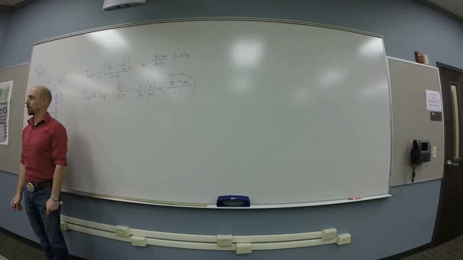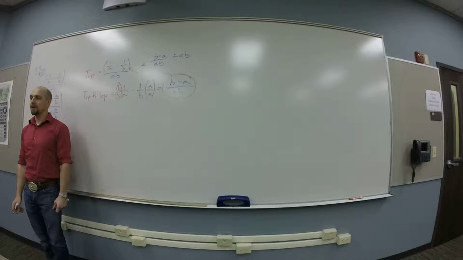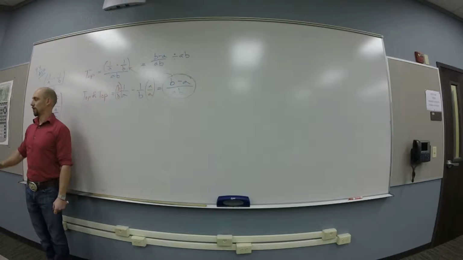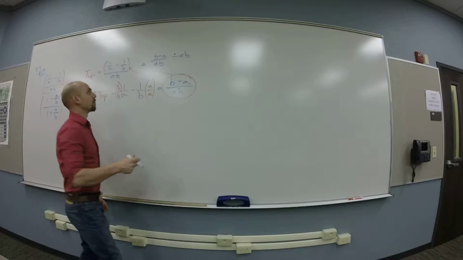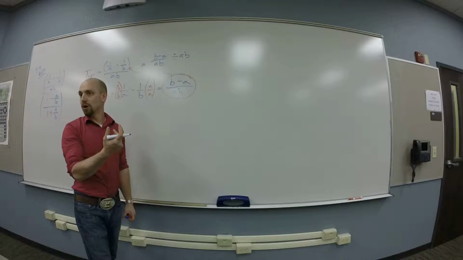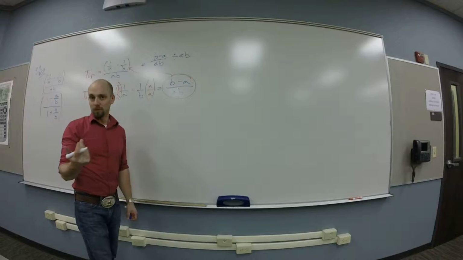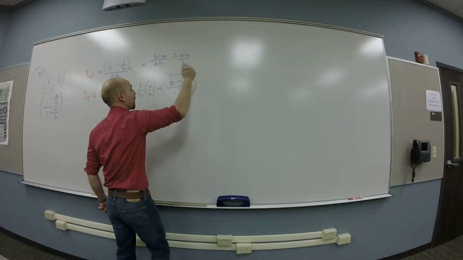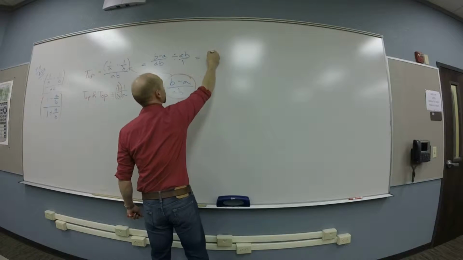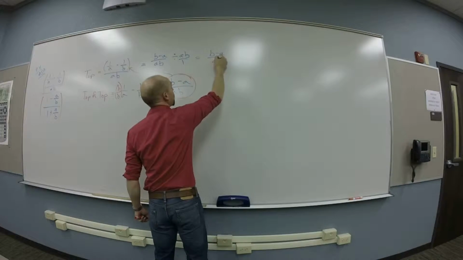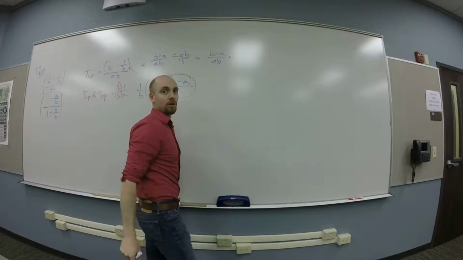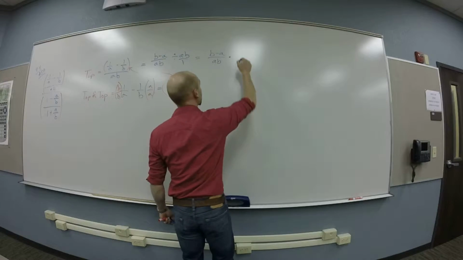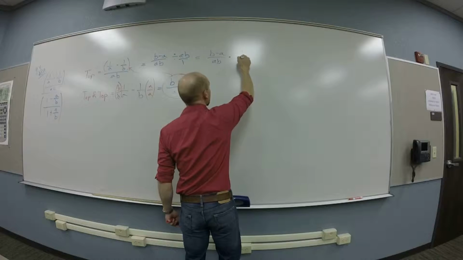So what does divided by AB mean? Switch it. Times 1 over AB. Yeah, I want to flip that over, but it's not really a fraction, so I should throw a 1 underneath it, and then you can flip it over. So this is B minus A over AB times 1 over AB.